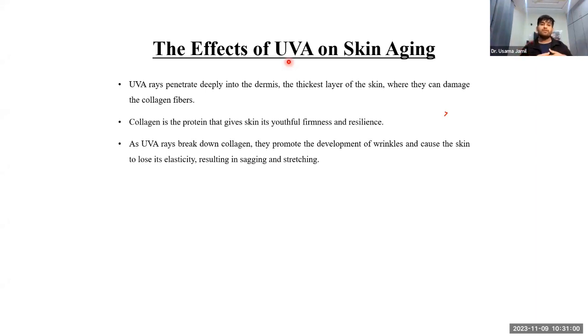Okay, so the UV rays penetrate deeply into the dermis, the thickest layer of the skin, where they can damage the collagen fibers. Collagen fibers are the main infrastructure of our skin that make our skin more bouncy and more youthful. So what UVA does, it directly targets the collagen fibers, so our skin's main infrastructure starts getting broken down.